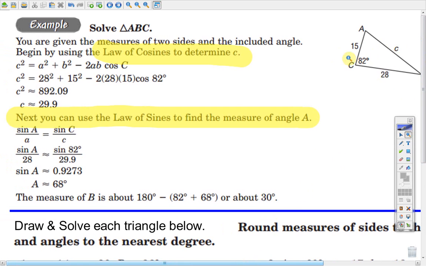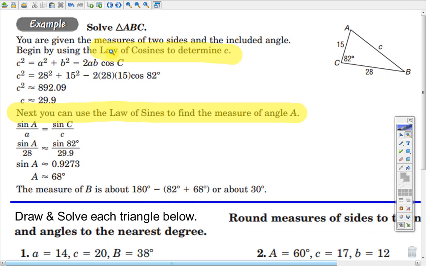So side C is equal to A squared plus B squared minus 2AB cosine C, which means 28 squared plus 15 squared minus 2 times 28 times 15 times the cosine of angle 82. And those are our sides that we're given there. Which we'll crunch some numbers now, and we get C equals 29.9.